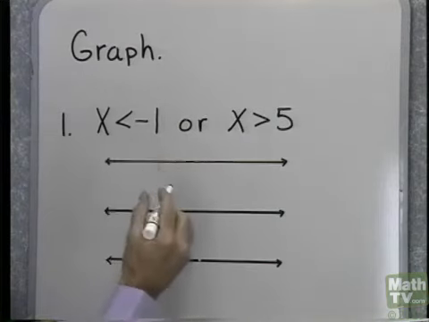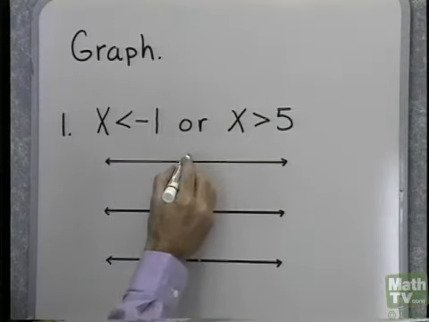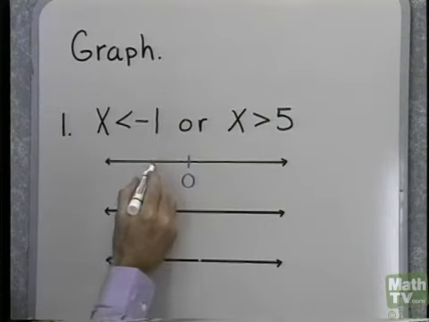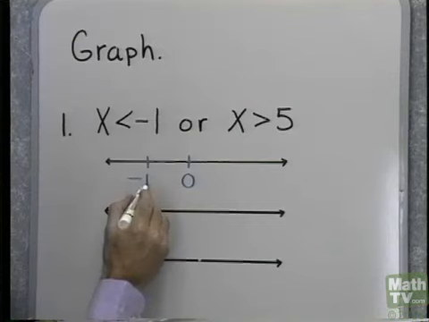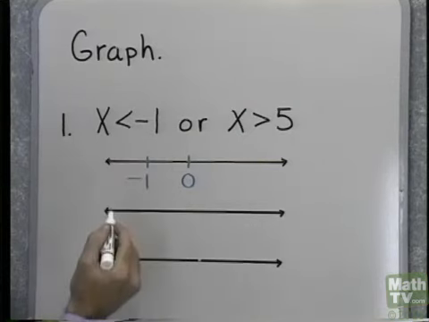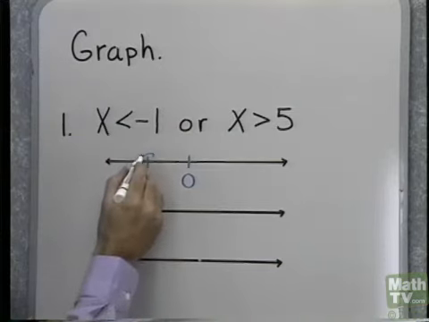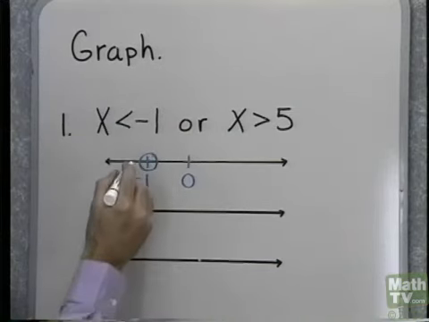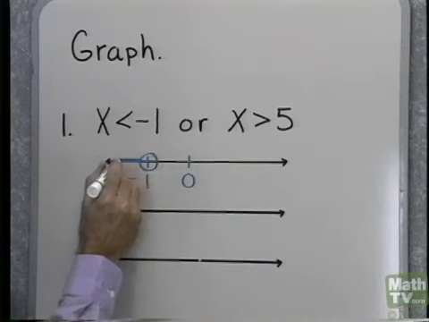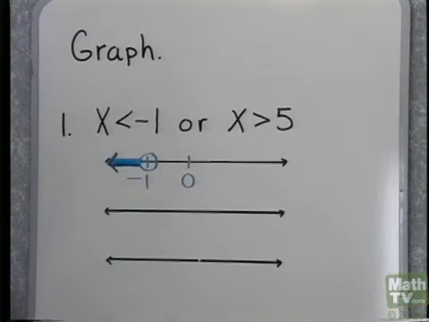So I'll put in 0 here for reference, and then -1, and I want to color in all the numbers x that are less than -1. Recall that I draw an open circle at -1, and then my graph will go to the left.